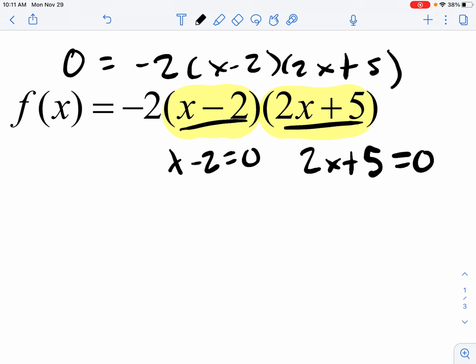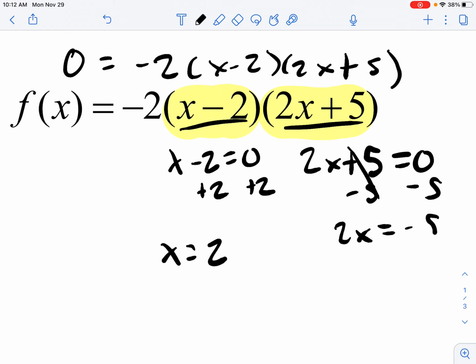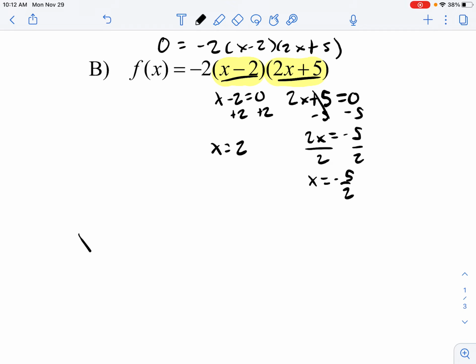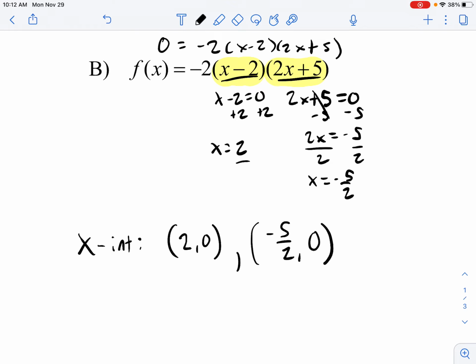So we add the 2 over to the other side, and we get x is 2. We subtract the 5, then we get 2x is negative 5. Divide by 2, and we get x equals negative 5 halves. Those are your solutions. You write them as points. So your x-intercepts are 2, 0 as the first point, whatever your x value is, 0. And you also have negative 5 halves, 0.